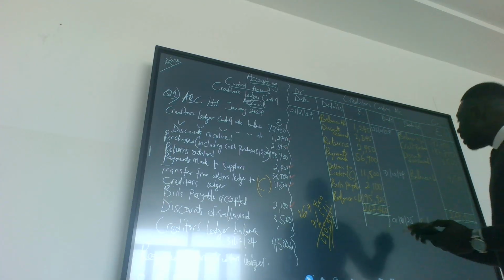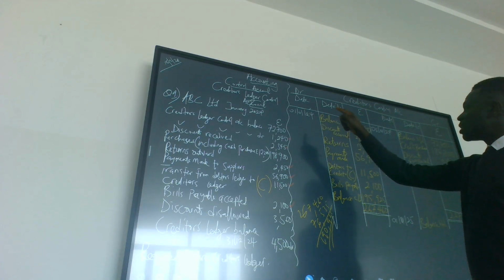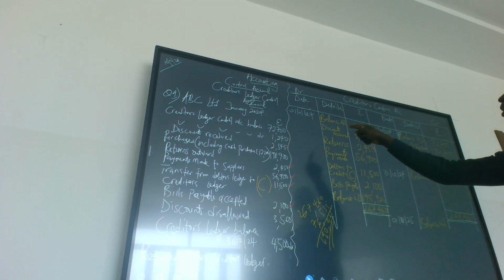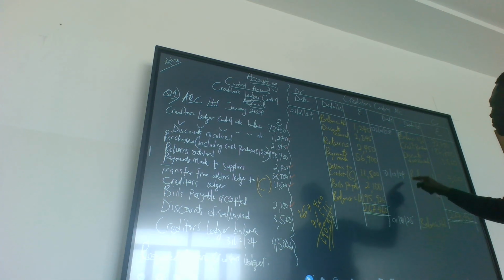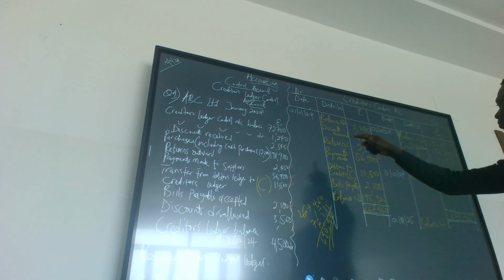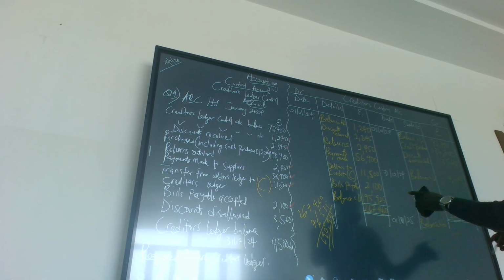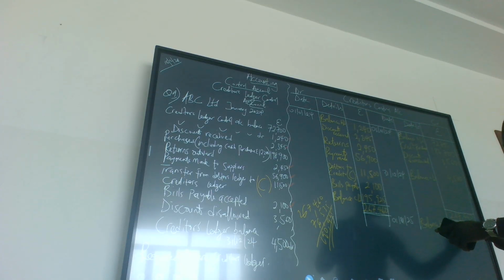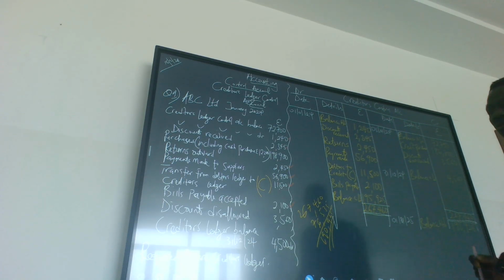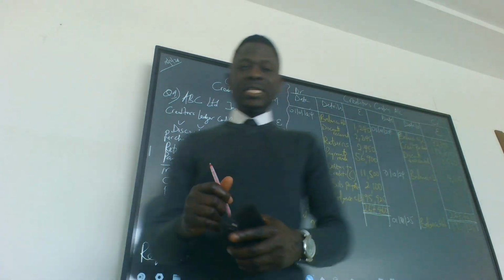So our balance carried down here is 195,925. And our balance brought down on 31/12/24 will be 195,925. So that's how to prepare the creditors ledger control account.